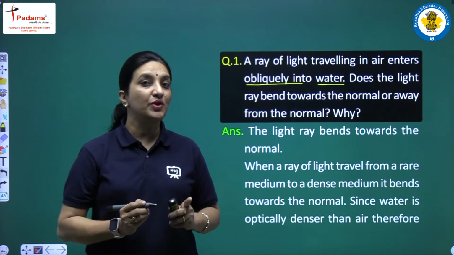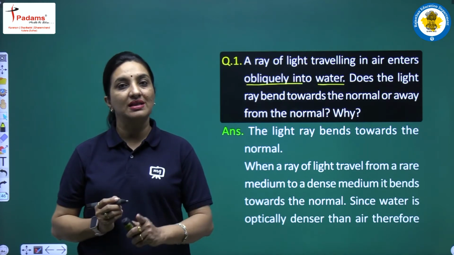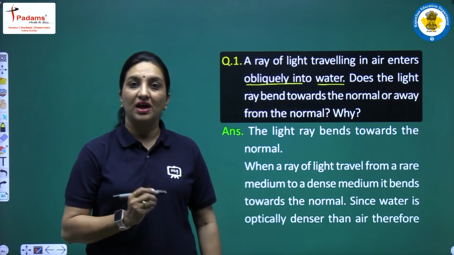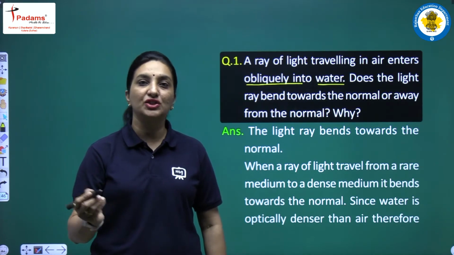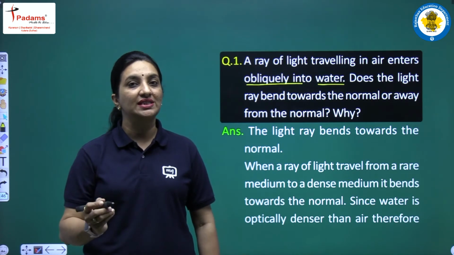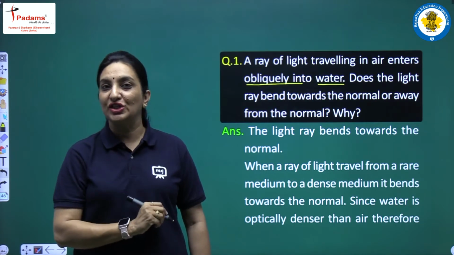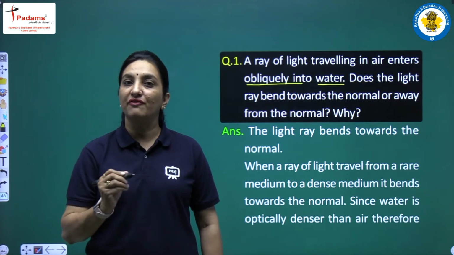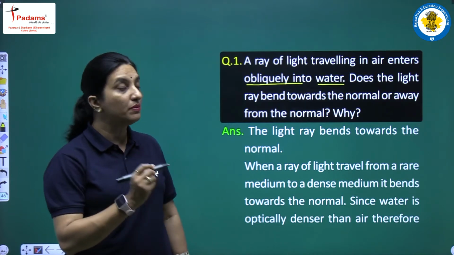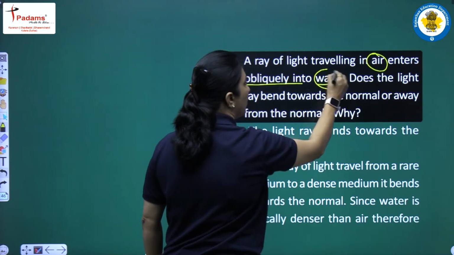So students, we recall that we have learnt that whenever the medium changes, the light ray changes its path. Otherwise, it would have moved in a straight line. So when the medium changes, the light ray changes its path because the speed of light changes. That is, the speed of light is different in different mediums. Now here we have two mediums, air and water.